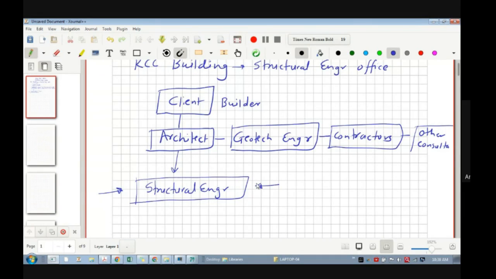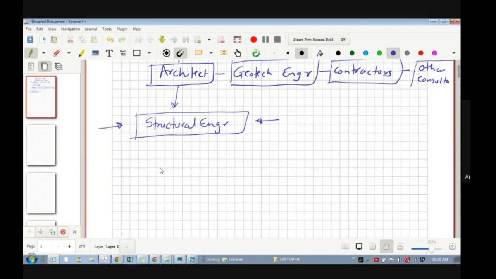So the structural engineer gets architectural drawings in the office, without which he cannot work. So architectural drawings he gets. Then he gets a geotechnical report. He gets project information.